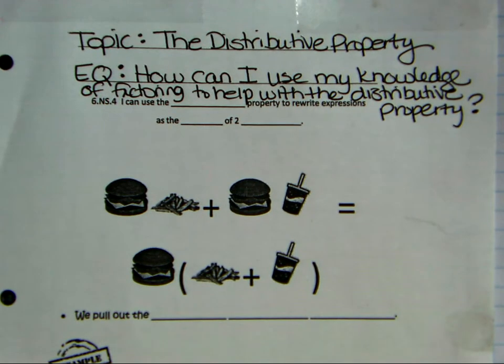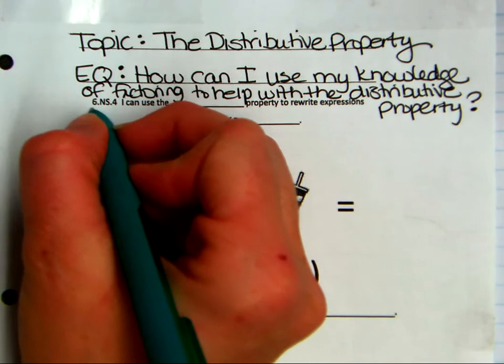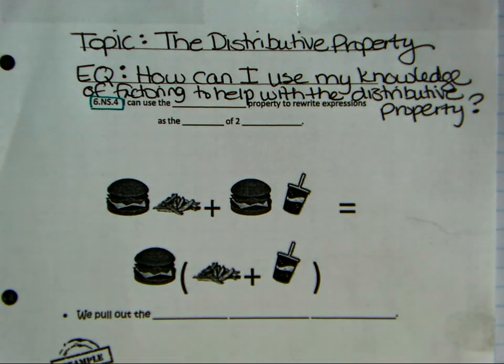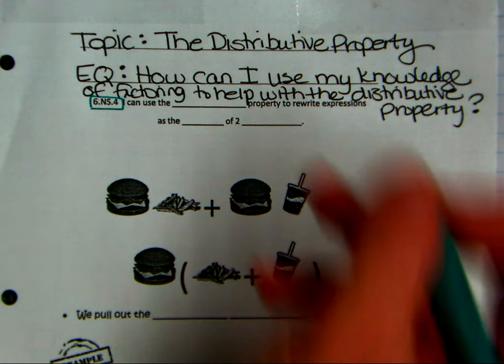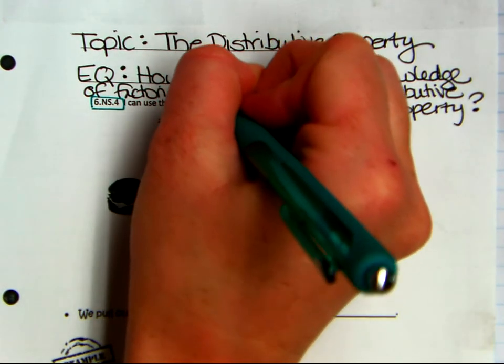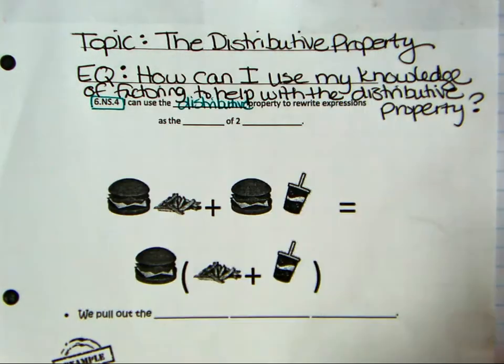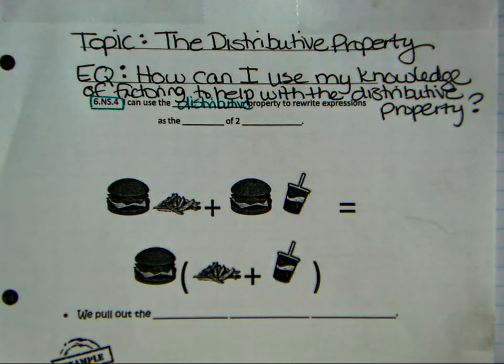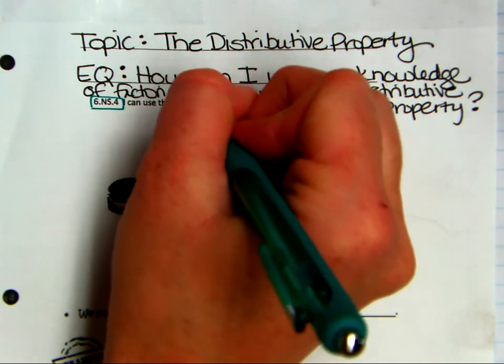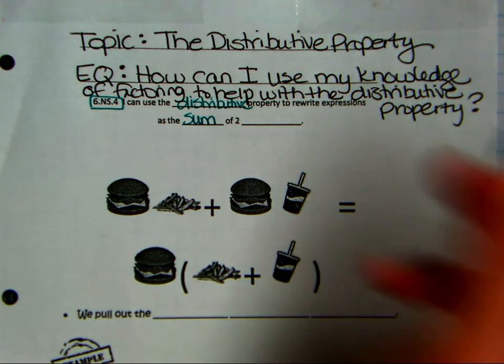The essential question is, how can I use my knowledge of factoring to help with the distributive property? And this is Standard 6, Number Systems 4. And by the end of this lesson, you should be able to use the distributive property to rewrite expressions as the sum of two factors.